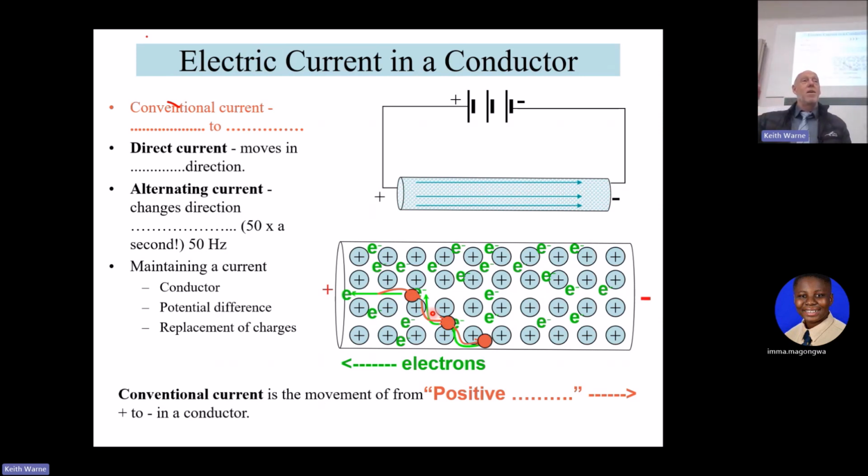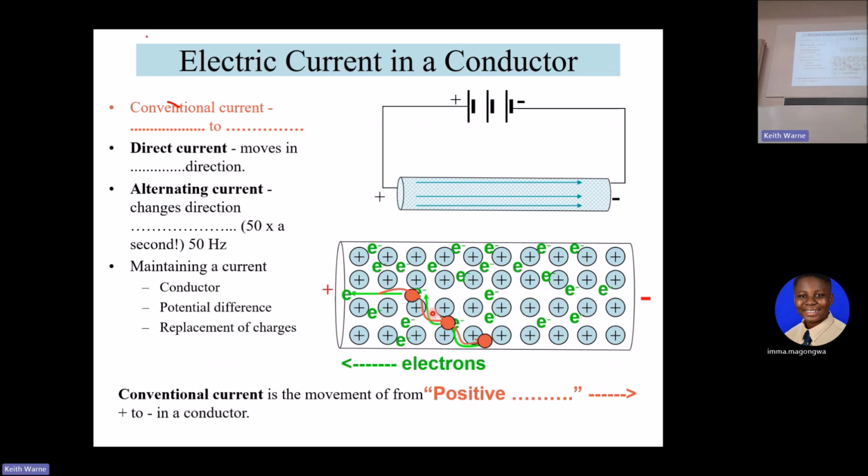So listen to this. When we talk about electric current, what you're going to see is they're going to say, okay, conventional current is the movement of charge. Now, they're not going to go like this charge. They're going to say, in the textbook, you'll see it. Conventional current is the movement of charge from positive to negative in the circuit.